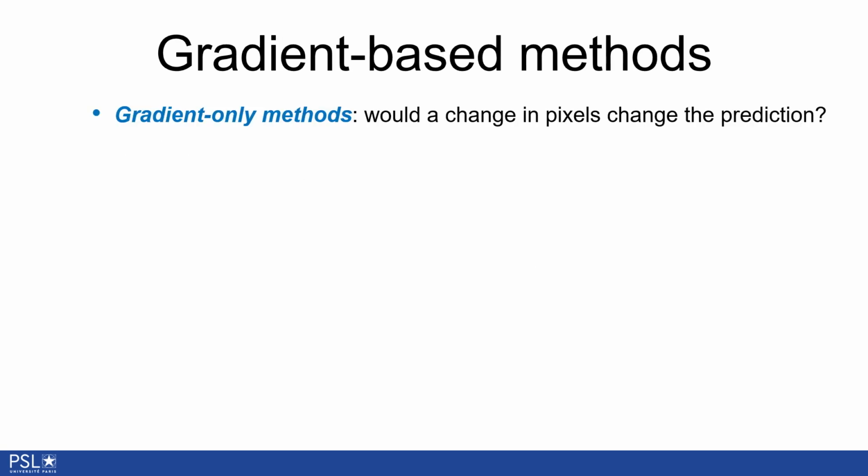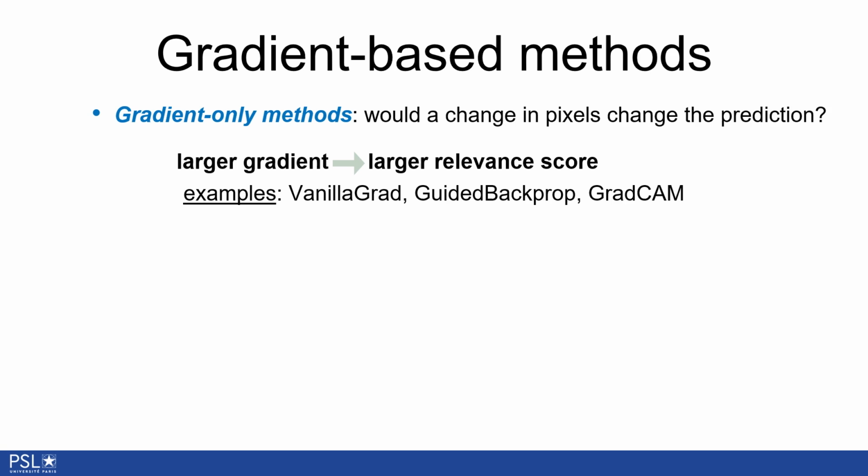Gradient-based methods can be subdivided into two subclasses. The first subclass are gradient-only methods, which directly ask the question of whether a change in a specific pixel would change the prediction. These methods directly assign relevance scores based on gradients, so that a larger gradient for a given pixel implies a larger relevance score.